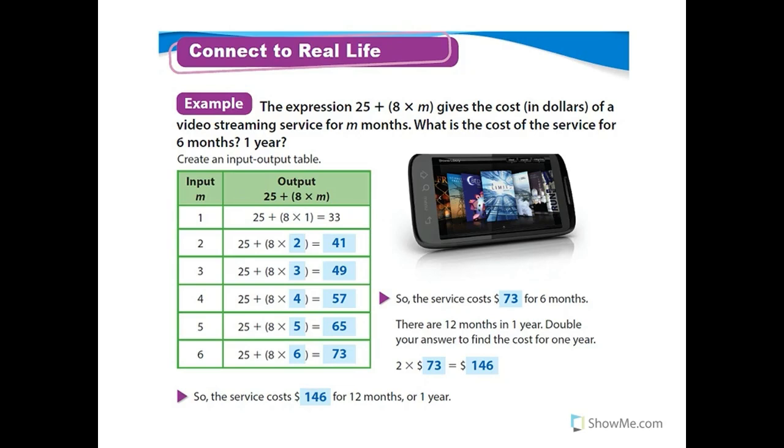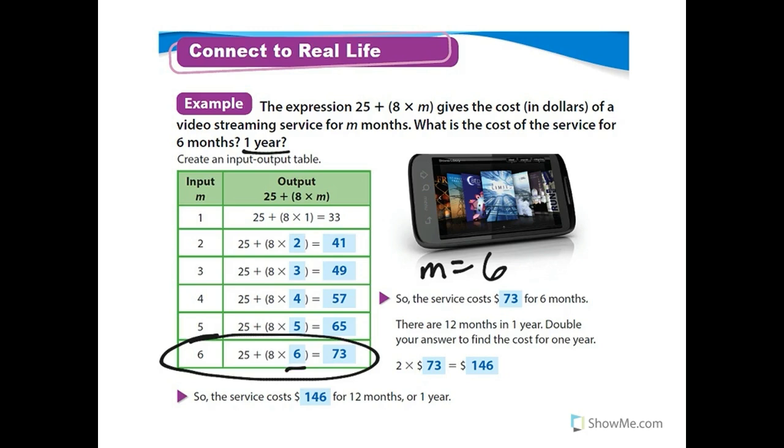Alright, let's connect to real life. On our example, the expression 25 plus 8 times m gives the cost in dollars of a video streaming service for m months. What is the cost of this service for 6 months? 1 year. Right? And they've got this input-output table for us. And I already think that the only thing we need is this, right? When m equals 6, and then we need for it to be 1 year.